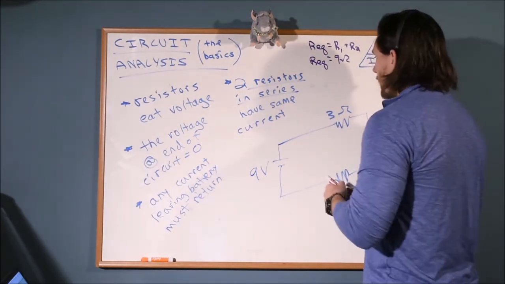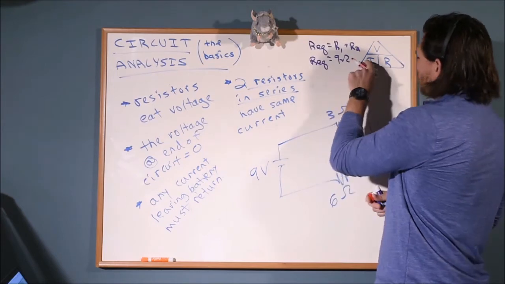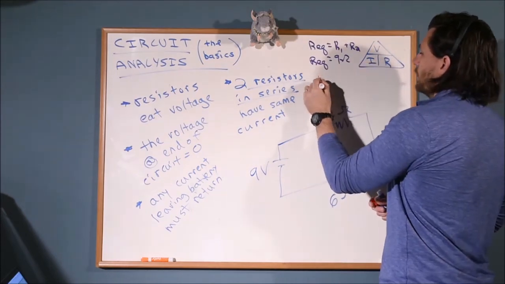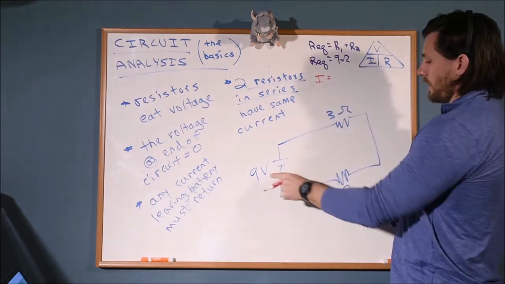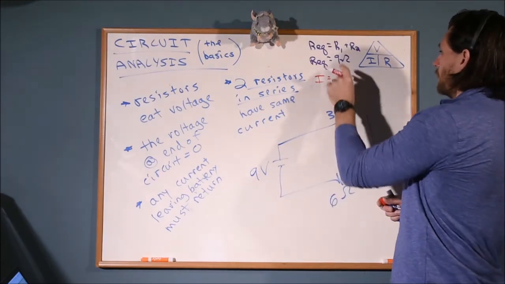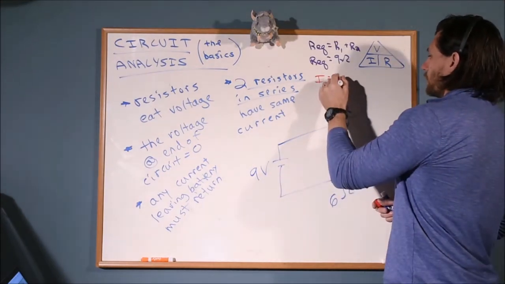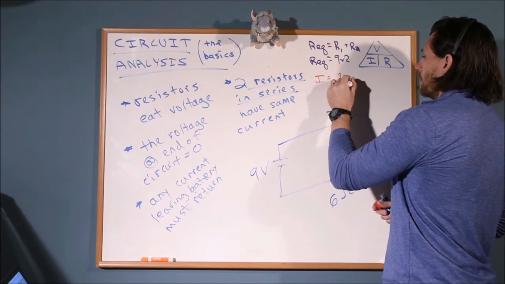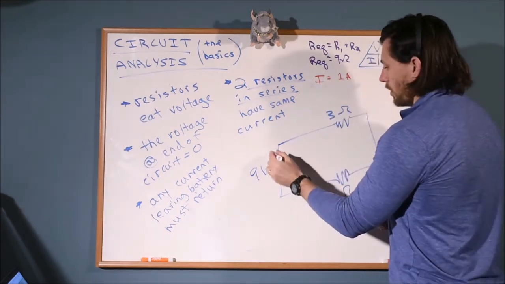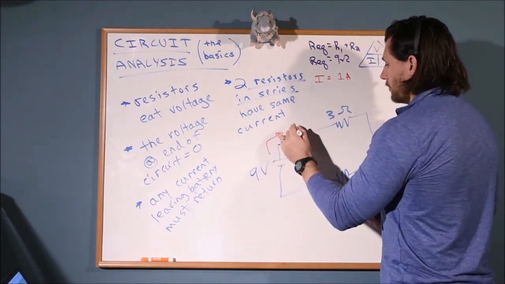So once we have that, we can calculate the current. Again, using our Ohm's Law triangle, I is V over R. So we have 9 volts divided by 9 ohms. So current is going to be 1 amp. So 1 amp leaving the battery.